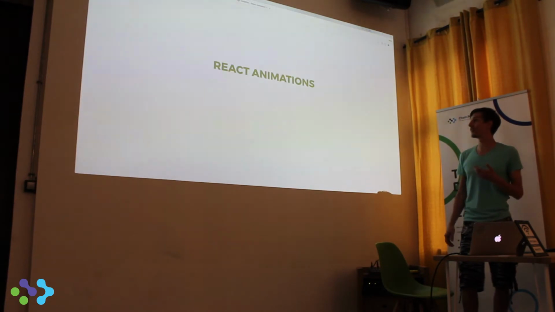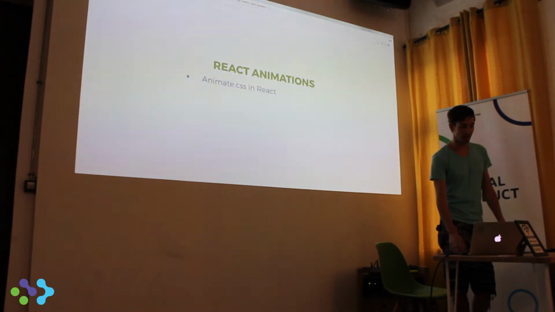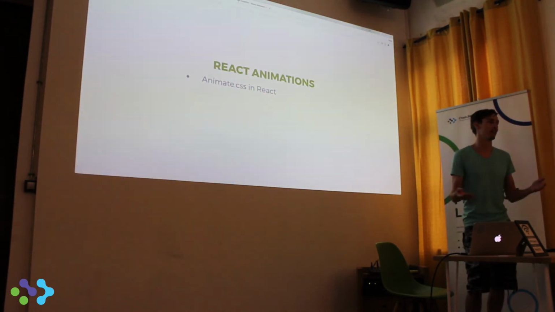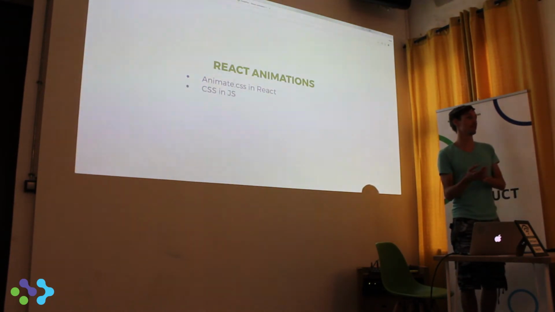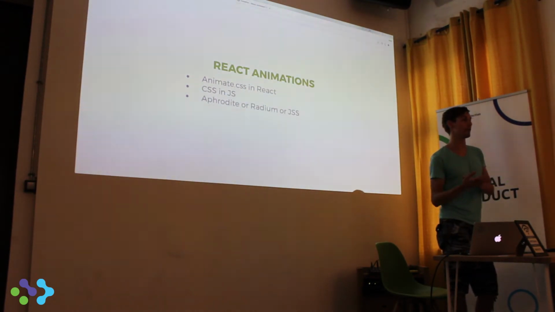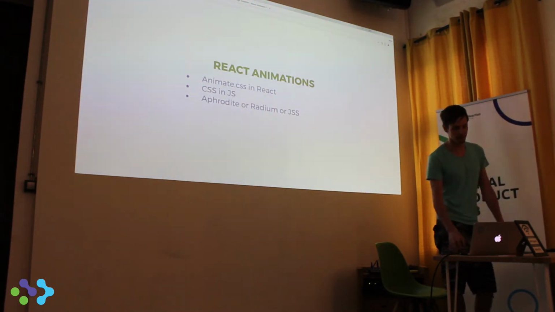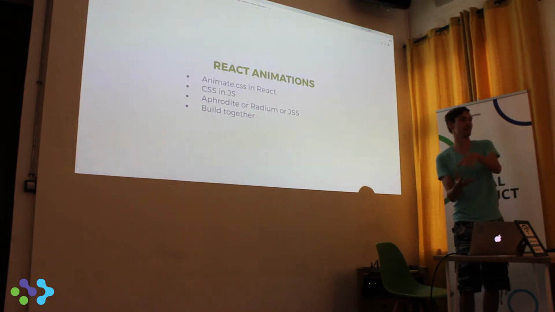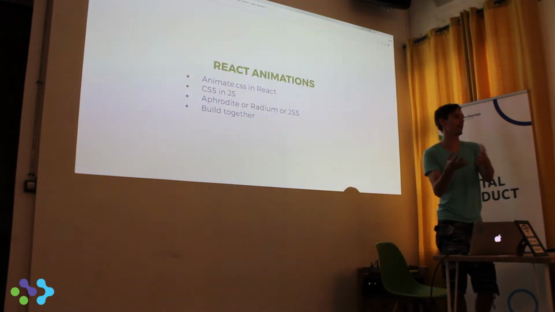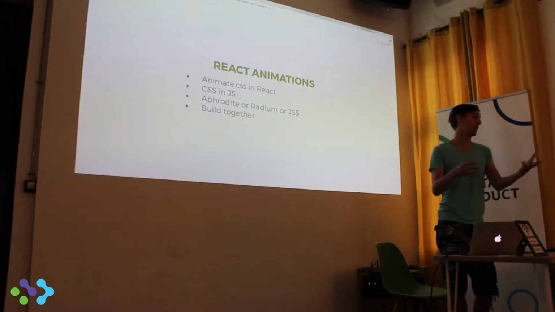So the first one that I want to talk about is React Animations. It's basically nothing else than doing Animate.css in JavaScript with React, and it uses CSS-in-JavaScript technologies, so you have to include libraries like Aphrodite or Radium or JSS. So this is how it would create the styles, basically. But it's good because you will build together the components and the actual animations. So you will assign the created animations to the components in JavaScript, and that can be cool.